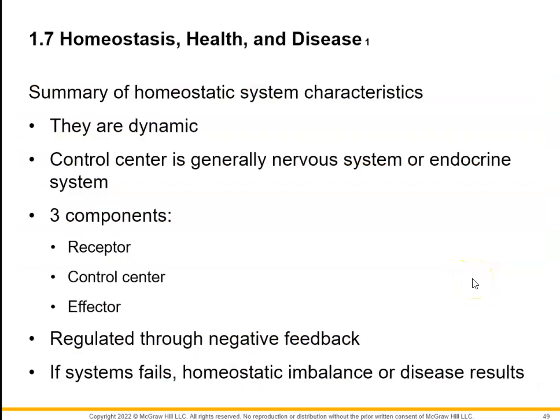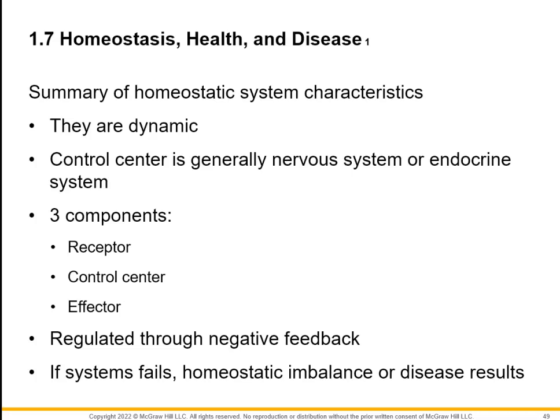Again, guys, homeostasis is one of the basic principles of anatomy and physiology. So to summarize homeostasis, all the different physiological processes that maintain the body, that's homeostasis, but they're dynamic, they're constantly changing. The control center that causes an action to occur is usually going to be the nervous system if we need a quick fix, or the endocrine system for a longer lasting fix. The stimulus is detected by the receptor. It sends information to the control center, which activates the effector.